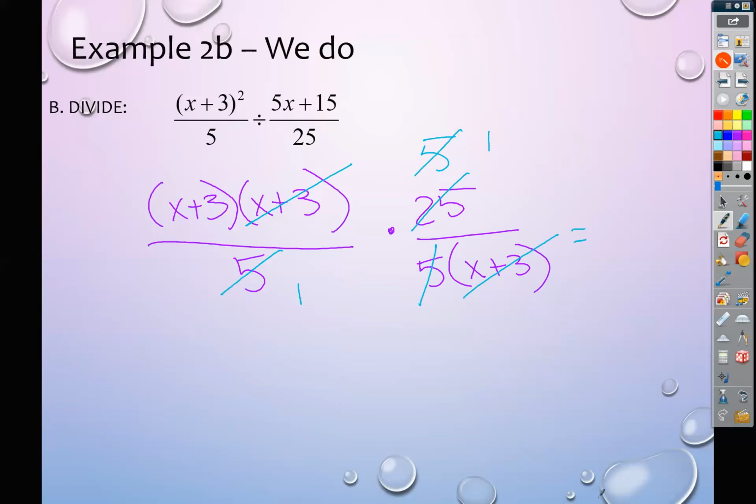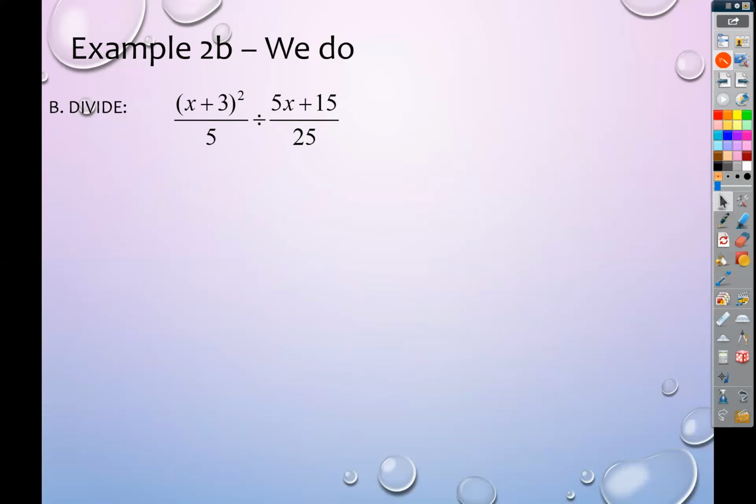See, there's a lot of crossing out that can get really confusing if you're not careful with how you're writing it. The only thing left in the numerator is the x plus 3, and everything in the denominator has canceled out. So x plus 3 is my final answer.